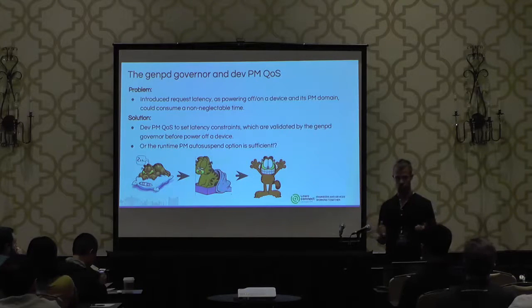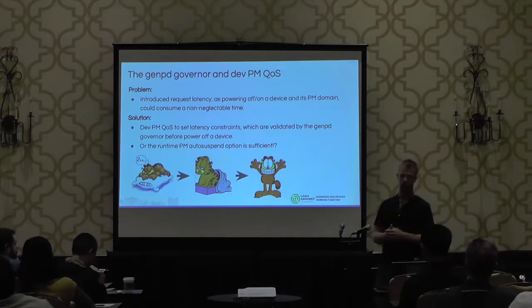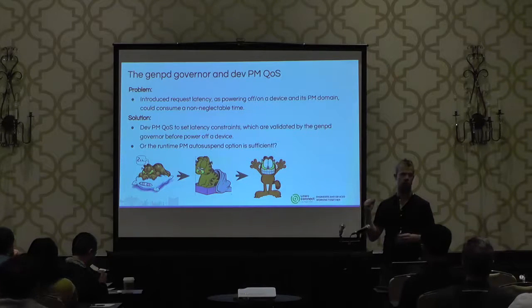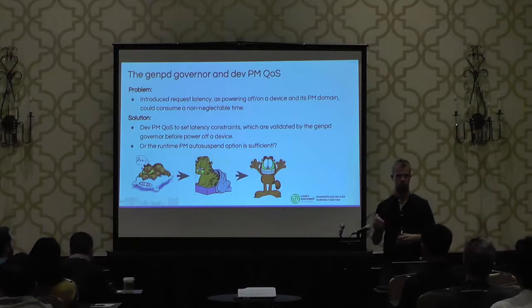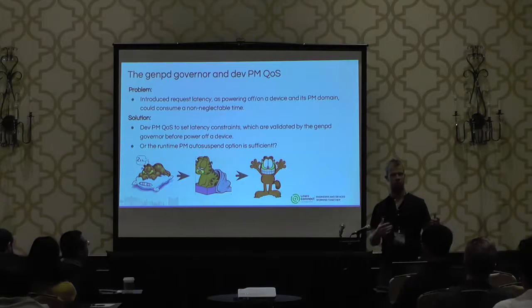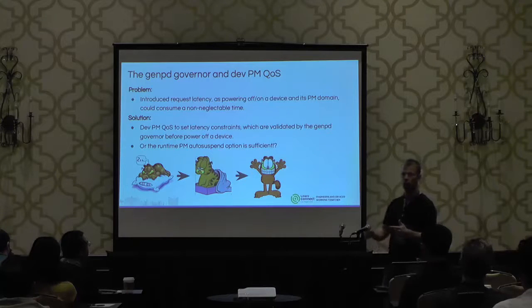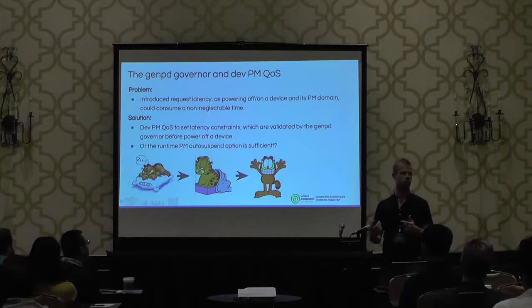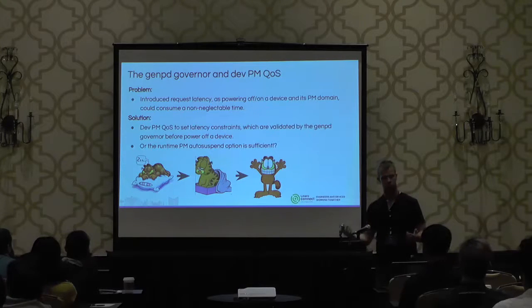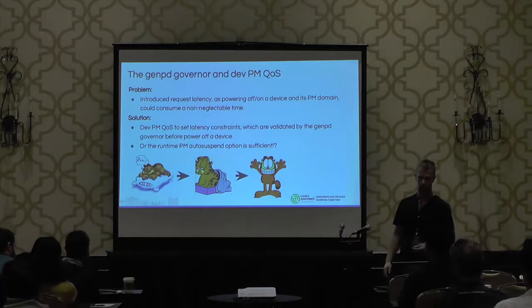To deal with these kinds of situations, there is a framework called Dev PMQS, and it allows you to set these kinds of constraints on the device. Then there is a mechanism inside GENPD where you can attach a governor to your power domain. So before the device goes into a low power state, this governor validates these constraints and sees if they can be met. And if not, it will not allow the power state.